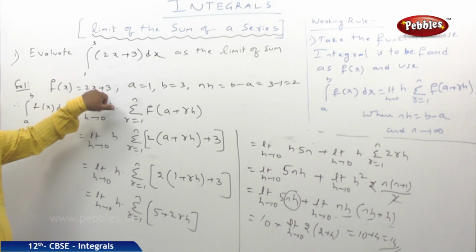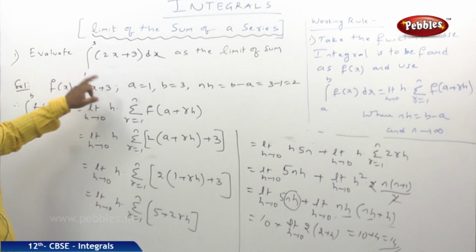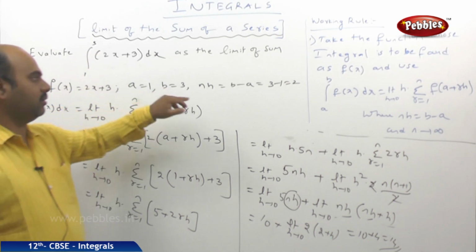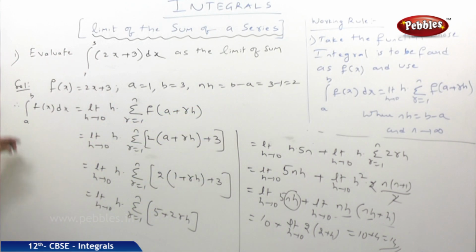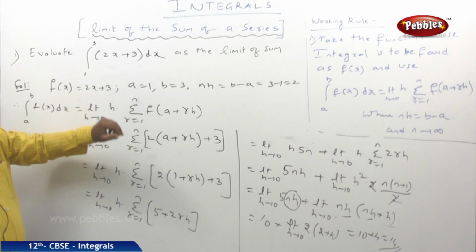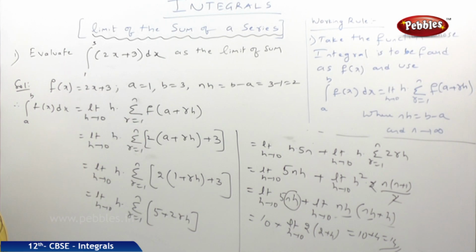We need to take f of x is equal to 2x plus 3, where a is equal to 1, b is equal to 3, and nh is equal to b minus a, that is equal to 3 minus 1, 2. So integral a to b f of x dx is equal to limit h tends to 0 h into summation r is equal to 1 to n f of a plus rh.